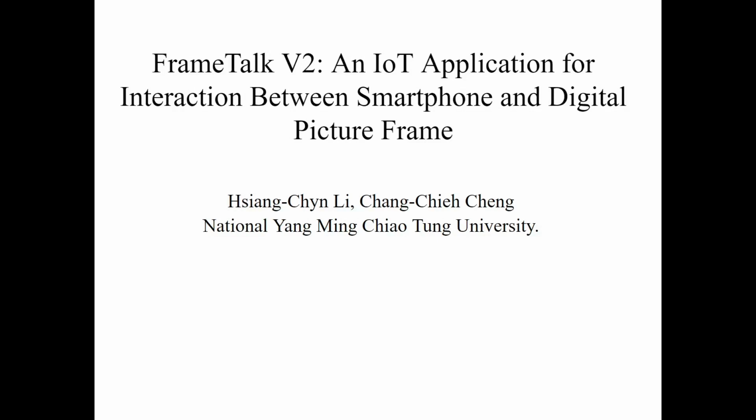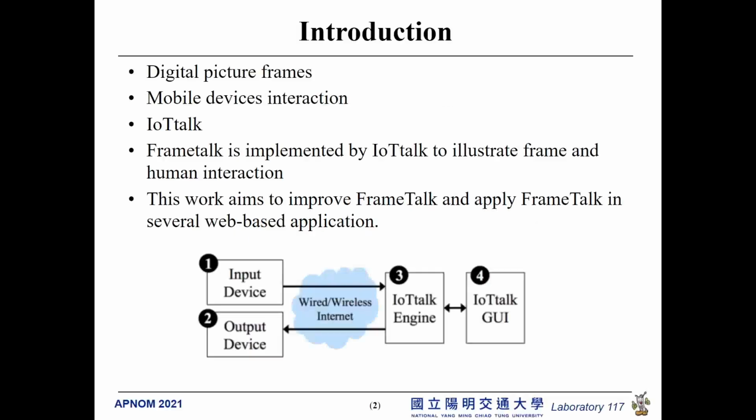Today I'm going to talk about FrameTalk v2, an IoT application for interaction between smartphone and a digital picture frame. Nowadays, we have many commercial digital picture frames in the market that can display the static image or dynamic graphics.